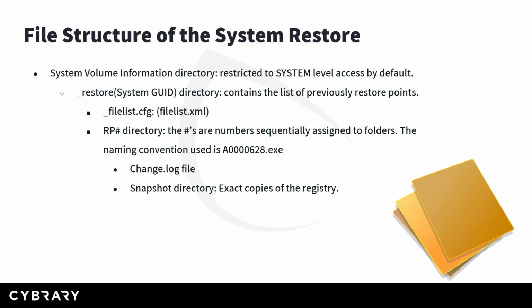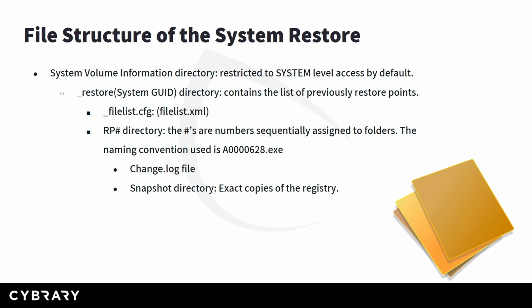The System Volume Information directory can be found at the root of all XP system drives regardless of the state of the system restore. On a running system, this directory and its content are restricted to system level access by default, but it should be known that alteration of the data is possible by simply changing the rights of the file to include administrator or user level access.